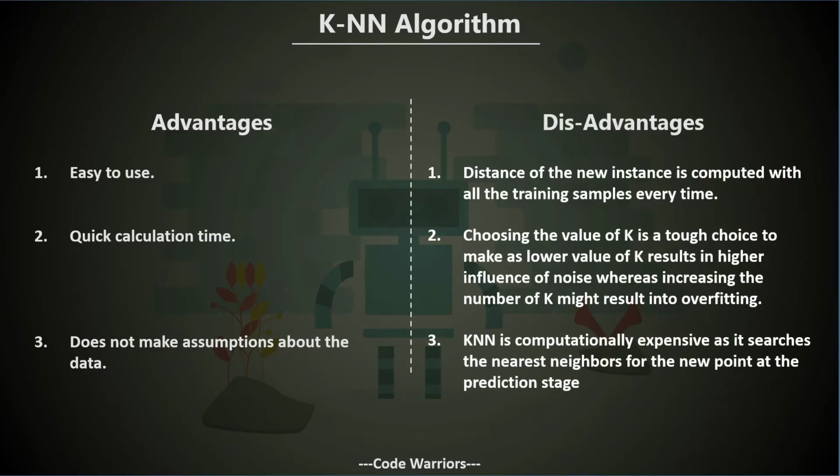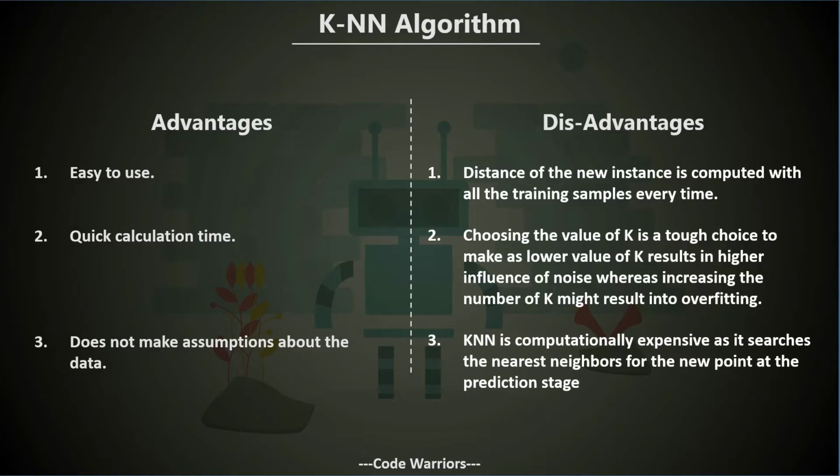So the first one is that the distance of a new instance is computed with all the training samples every time. So whenever a new instance is introduced, there will be a calculation of distance between all the training samples every time a new instance is introduced. So this will take a lot of time, and if the data set is large enough, then it will take a tremendous amount of time to execute.